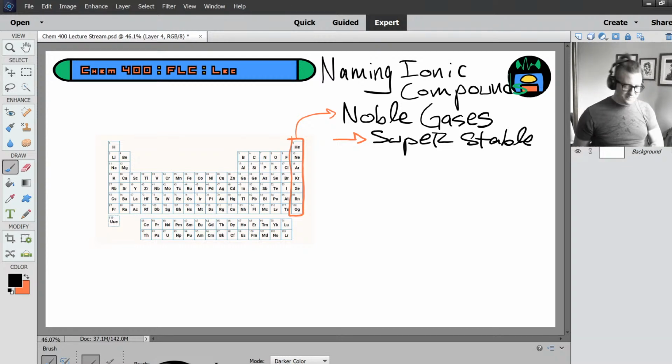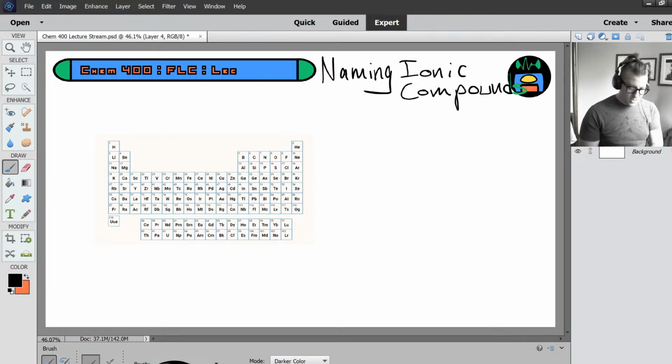Thanks for popping in. All right, so we're going to focus on the noble gases here as a way to determine the charges that our main group elements will develop. So let's just do a few examples so you can see what I mean.